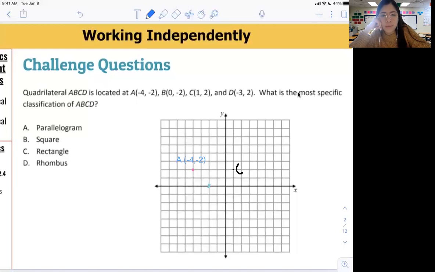So that pink dot, which letter is that? Okay, we got -4, -2. C, 1, 2. That blue dot. Oops, my bad. I messed up. Okay. That blue dot, I'm not so sure about. So whoever put that blue dot, look again.